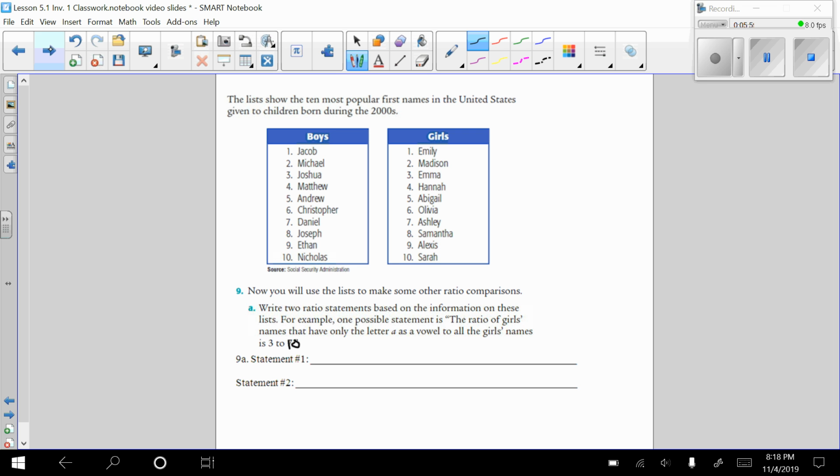We could say, looking at the boys' list, names that start with a J to all the names would be 3 to 10, because 3 of the names start with a J, and there's a total of 10 names. Or you could look at the girls' names and select the girls' names that begin with an A to those that do not begin with an A. Again, you have 3 names that do begin with an A to 7 that do not.